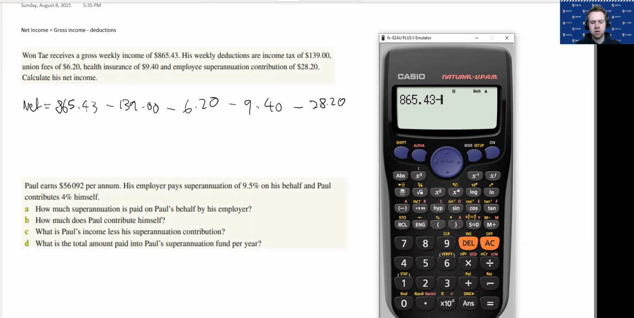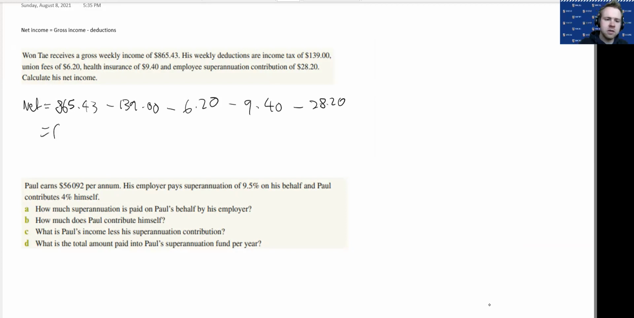Okay, so 139 minus 6.2 minus 9.4 minus 28.2, and then that gives us our net income. So 682.63, 682 point, was it 63? Sorry. Yeah. Okay, so relatively straightforward to understand with that.